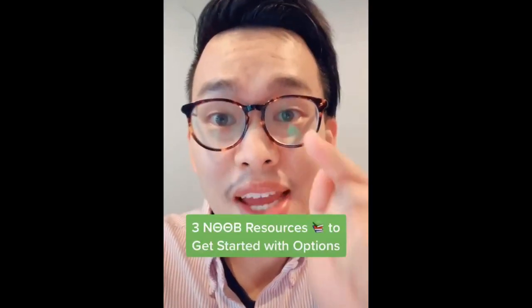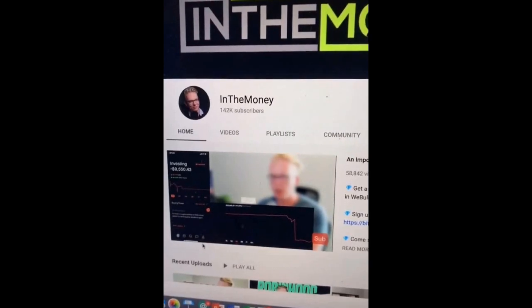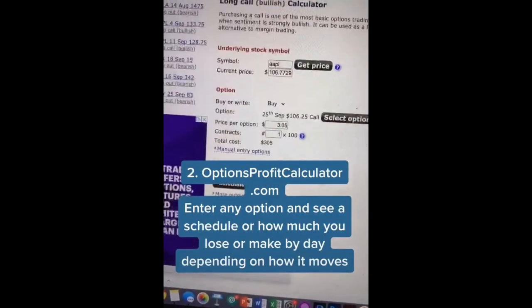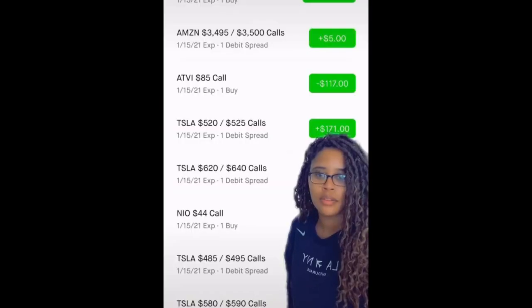Three resources that I used and found helpful when I started with options. Number 1, In the Money. His 101 options video was the first thing I ever watched. Second, Options Profit Calculator. Enter any option and then see a schedule of what it can do. Third is the Robinhood app, super easy.